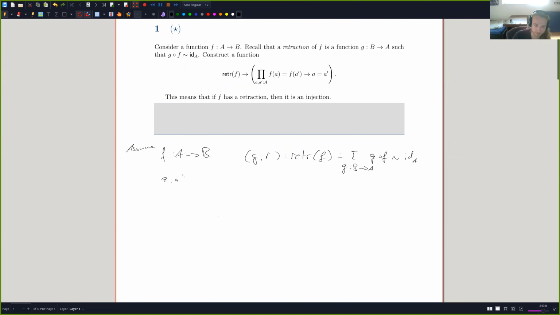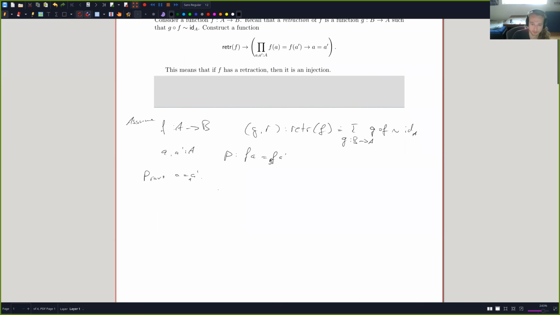and we further assume a and a prime in A, and we also assume the proof p such that f of a is equal to f of a prime in B. Now notice that if we want to prove a is equal to a prime in A, we cannot use path induction here because our path is not in A, but our endpoints are. We're applying a function to it. But of course we have our function g, and we can apply this function g to this identity, and then we get g f a is equal to g f a prime, so this is ap of g to p.